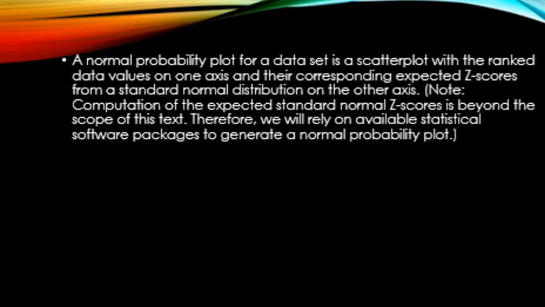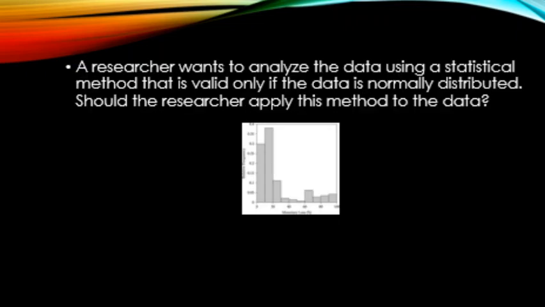Okay, here's another example. Here's just an example to kind of see where we can figure out the data is not normally distributed. So the researcher wants to analyze the data using a statistical method that is valid only if the data is normally distributed. And as you can see, this histogram obviously is not normal. It's heavily skewed to the right. So it would be incorrect to use a statistical method that applies to a normal distribution.